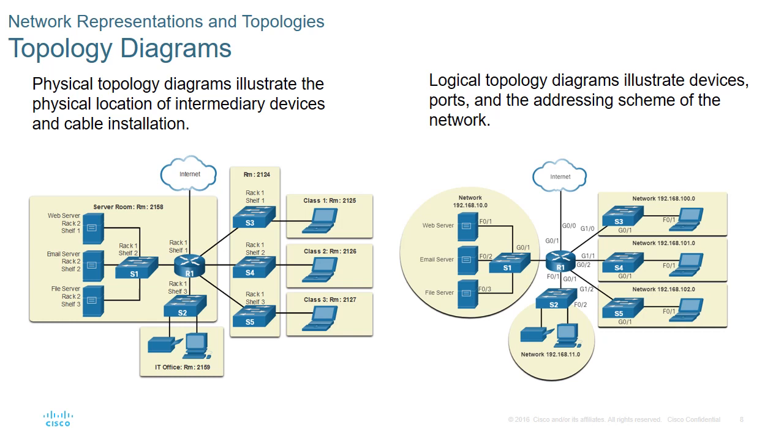Say for example, if you see the web server, email server and file server, these are all connected in the network 192.168.10.0. So this is the network address of these devices, and then these devices are connected. For example, if you see the web server is connected in the switch in the interface G0/1. The email server is connected in the switch in F0/2. File server is connected in F0/3.